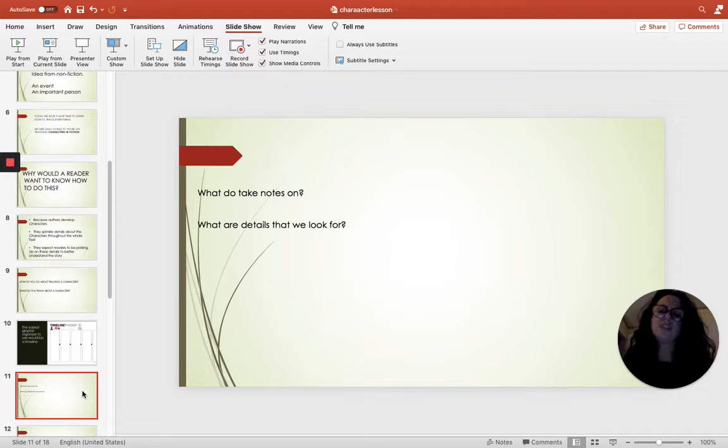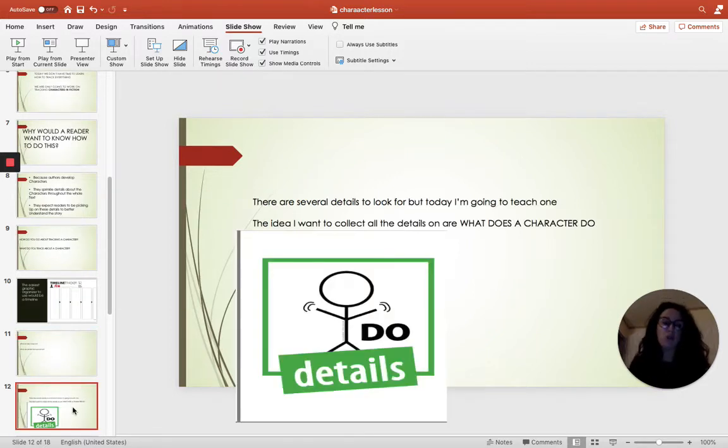So I just said, what do we take notes on? We're going to take notes on our timeline. What are the details that we're going to look for? Well, there are so many different details you can look for. But today, Miss Mozol wants to focus on the do part. I thought this little guy would help us remember that we're looking for details of what the character does. See the way he's waving his little arms to help us remember?